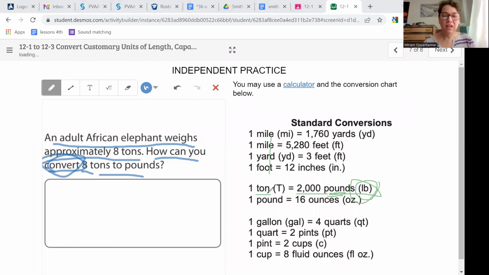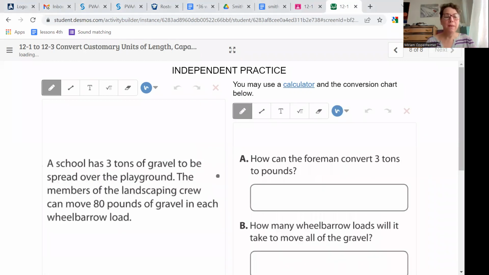So again, we're starting from the big and we're going to go to the small. And so big to small, we have to multiply, right? What are we going to multiply? 2,000 times what? 8. And I don't think you need a calculator, but if you do, go on then. All right, so let's go to the next one. And here is independent practice.